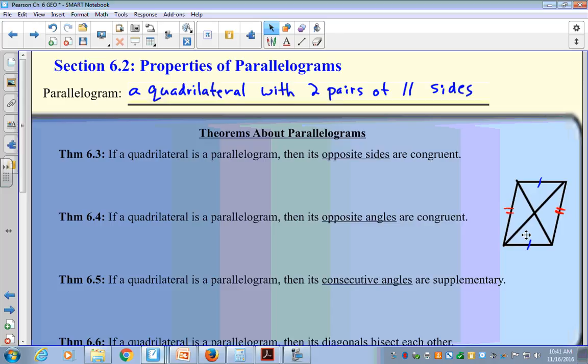Theorem 6-4: if a quadrilateral is a parallelogram, so if they've given us that information about being a parallelogram, then the opposite angles are congruent. So the angle connected by the diagonal is congruent to the one opposite it along that diagonal. Then we do two congruent marks for the other opposite angles. So opposite angles are congruent. Check.